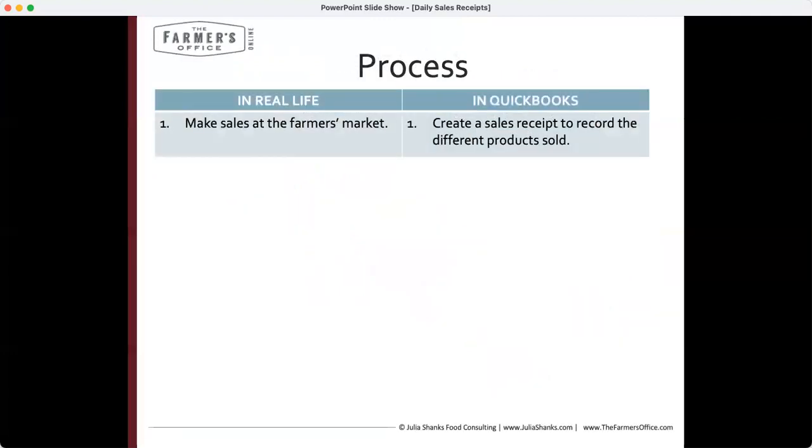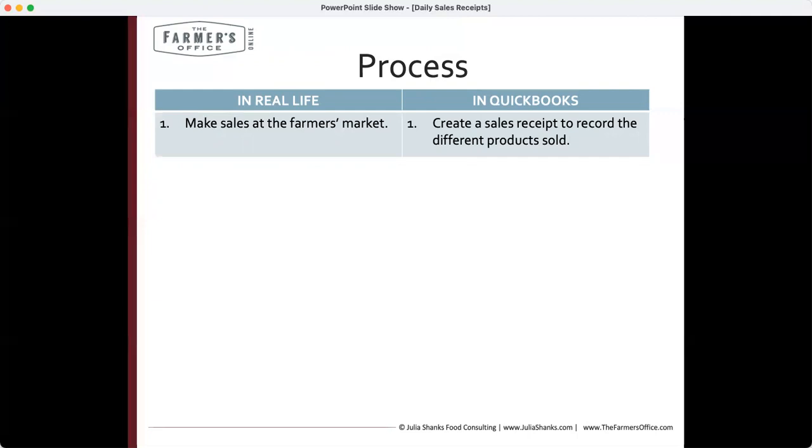So I want to kind of go simultaneously through the process, what's going on in real life and what's going on in QuickBooks. So in real life, you make sales at the farmer's market, or maybe you're making sales at your farm store. And in QuickBooks, what you want to do is create a sales receipt so that you can record all the different products that you've sold. And you can watch the video on items to see how the items or products and services work within QuickBooks and the sales receipts.